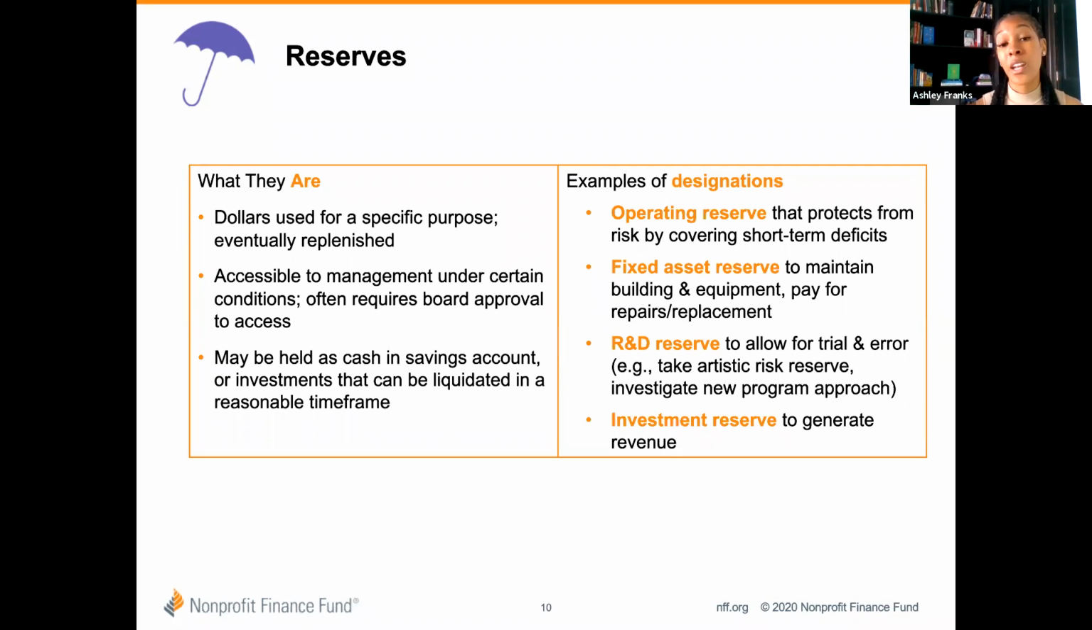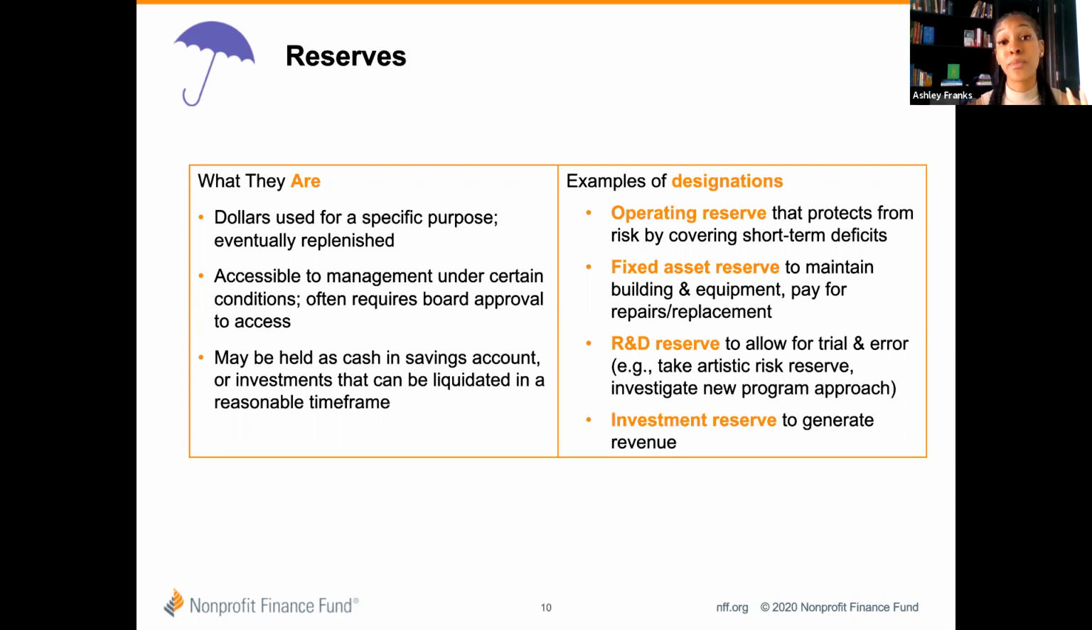Reserves should be accessible to management under certain conditions, namely with board approval that it is in fact time to dip into reserves. And reserves may be held in a savings account or in investments that can be liquidated. Now I'm going to get into the difference between working capital and reserves, because some folks ask, what is the difference? Why are they two different slices of the full cost pie? They're both cash on the balance sheet, right? And the people who ask those questions are right. Yes, they're both cash on the balance sheet, but they operate very differently.